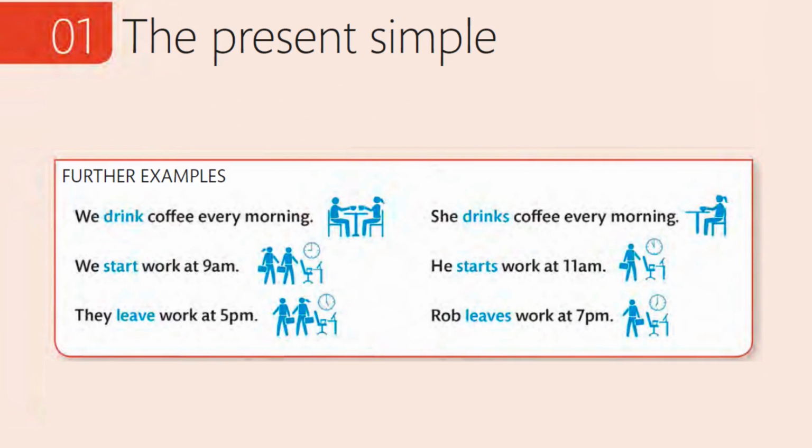Further examples. We drink coffee every morning. She drinks coffee every morning. We start work at 9 p.m. He starts work at 11 p.m. They leave work at 5 p.m. Rob leaves work at 7 p.m.